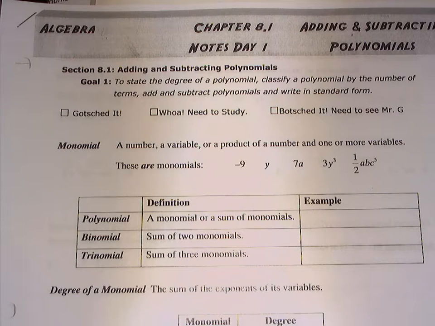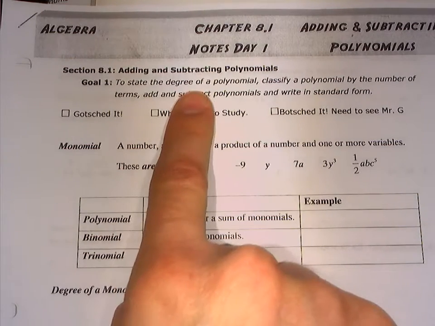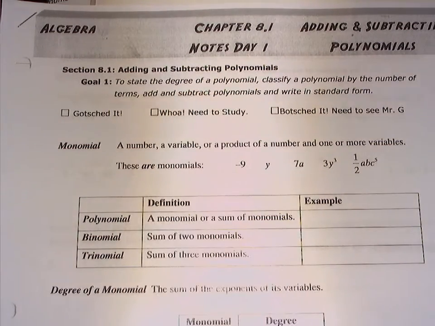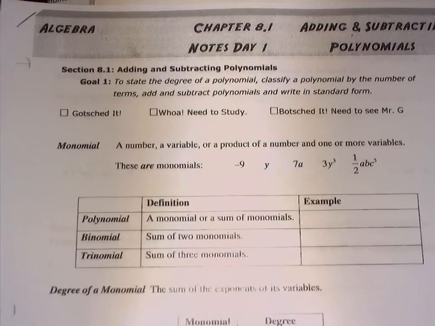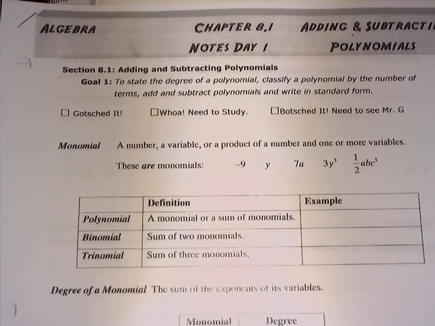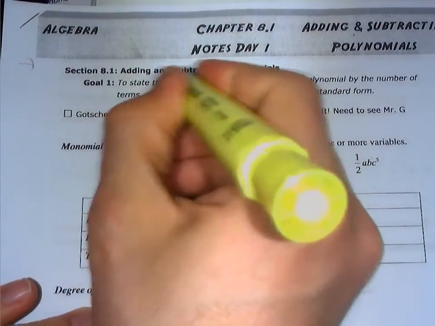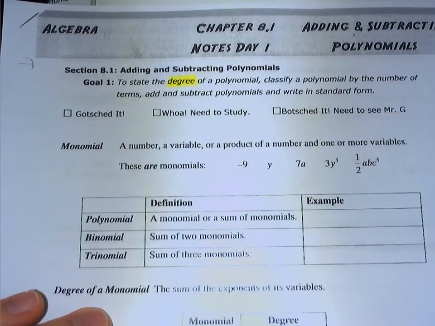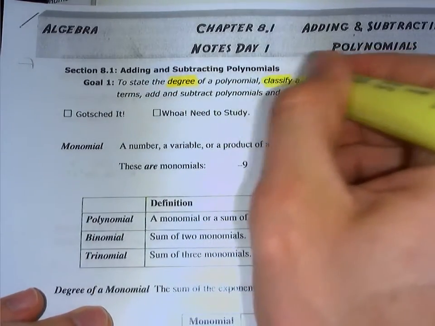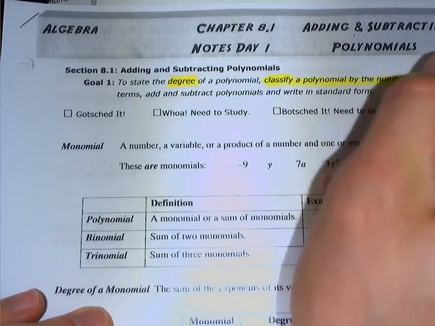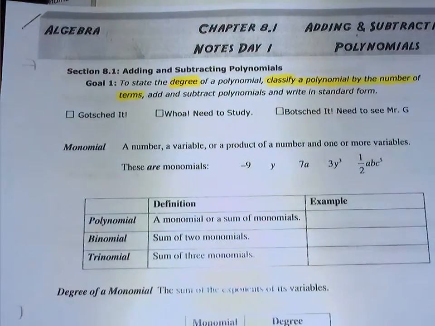We've got Chapter 8.1, Notes, Day 1. We're adding and subtracting polynomials in this section. Goal number 1, we're going to state the degree of a polynomial and classify a polynomial by its number of terms. And then we'll start talking about adding and subtracting these things. So the number 1 thing is we've got to know what the degree is, and we've got to be able to classify that number of terms.